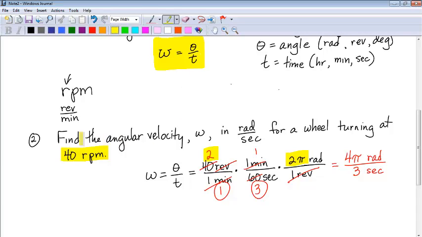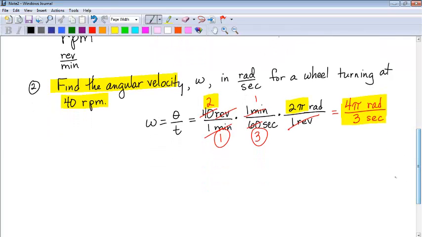So they gave you angular velocity, and they asked for angular velocity. All they really wanted you to do is convert units. You do a lot of that in chemistry, don't you? With moles and things. Yeah, a lot of conversion of units. We did angular velocity: omega equals theta over time.